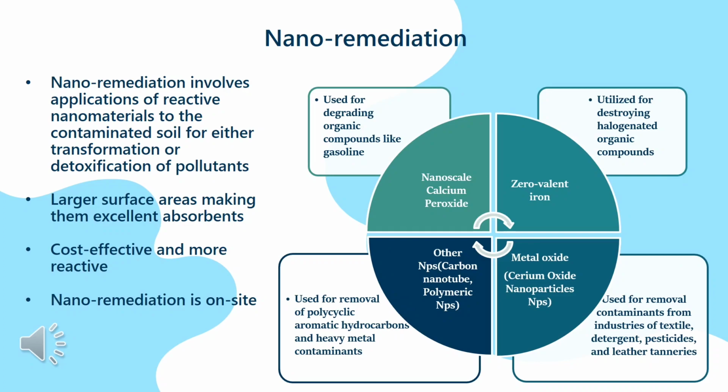Along with these methods, the emerging field is the nano-remediation technique, which is a cost-effective, more reactive and on-site technique that involves the application of reactive nanomaterials into the contaminated soil for the detoxification of pollutants. Different NPs include calcium oxide, zero-valent metal oxide, and polymeric NPs, which are used for the removal of heavy metals, detergent, pesticide, and organic compounds like gasoline from the soil.